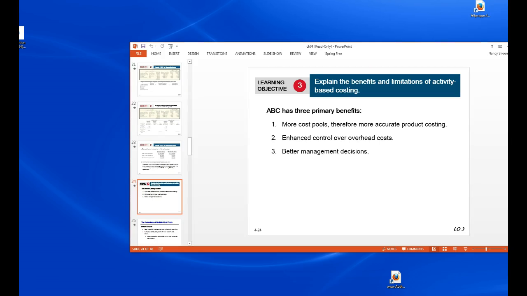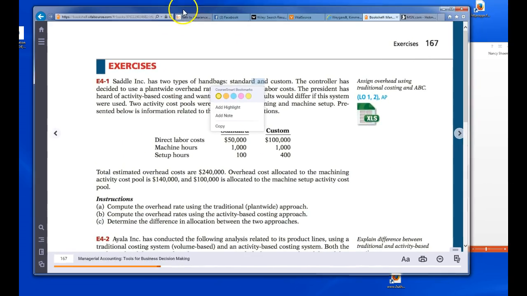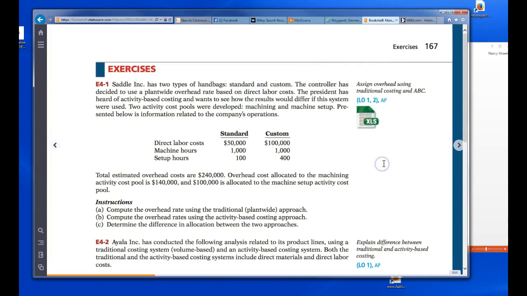So as we go over here, let's look at exercise 4.1. Exercise 4.1 says that Saddle Inc. has two types of handbags, custom and standard. The controller has decided to use a plant-wide overhead rate based on direct labor costs. The president has heard of ABC costing and wants to see how the results would differ if this system was used. So our two pools were developed, the machining pool and the machine setup pool.